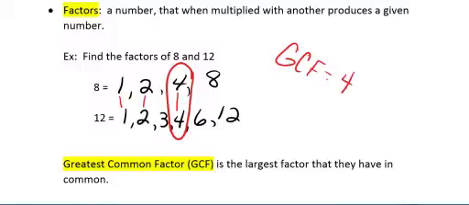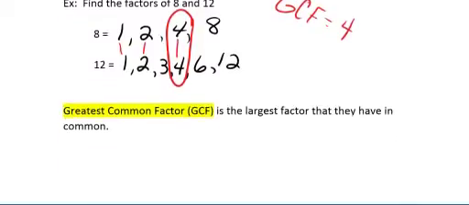This method will work anytime you're looking for the least common multiple or the greatest common factor, but it can sometimes get long and tedious when you're looking at some really large numbers. So we're going to look at a method called the upside down cake method. This is an easy way to find the greatest common factor and the least common multiple without having to list all their multiples and all their factors.